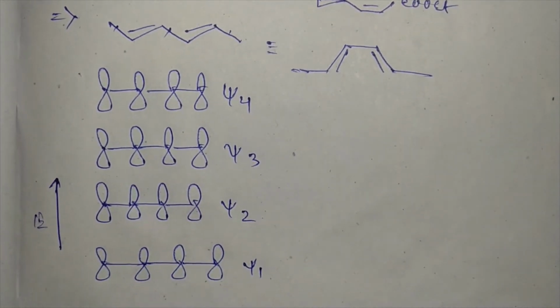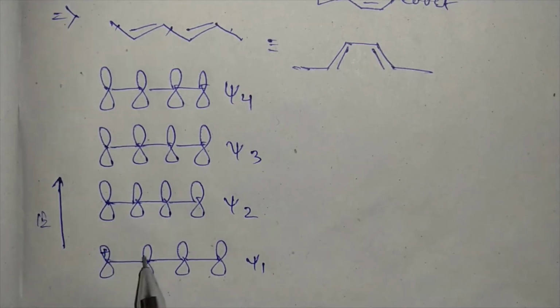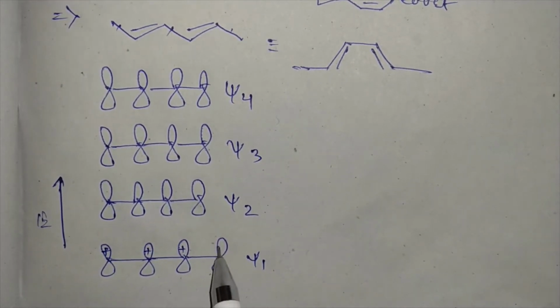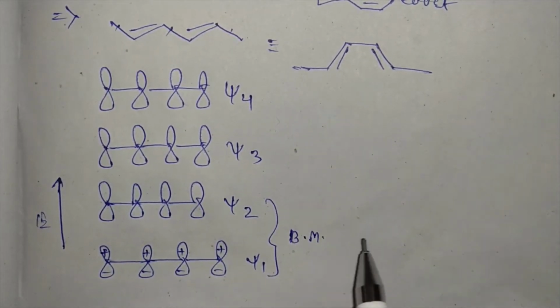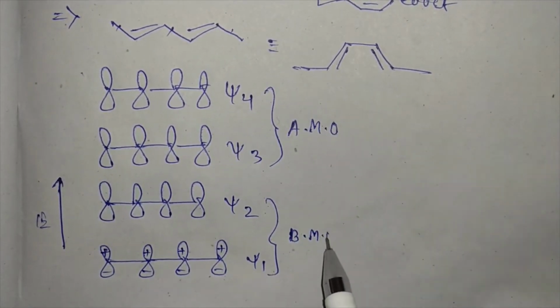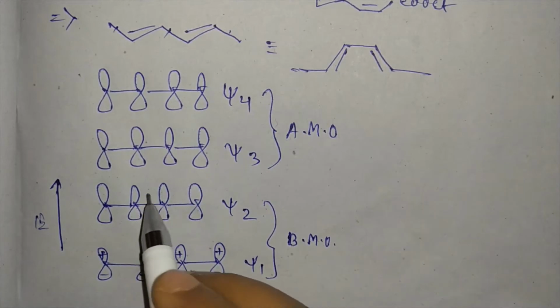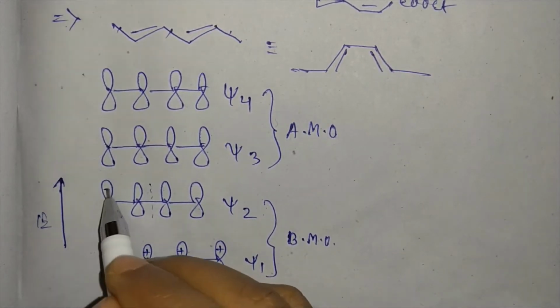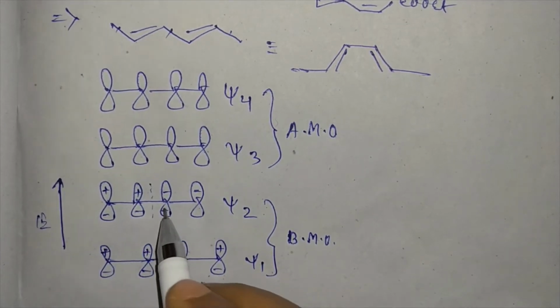Now we'll see the symmetry. It will have no nodal plane, only bonding interactions are there. These two are bonding molecular orbitals, and these two are anti-bonding molecular orbitals. So here only bonding interactions are there. Here there will be a nodal plane, plus plus minus minus minus minus plus plus.